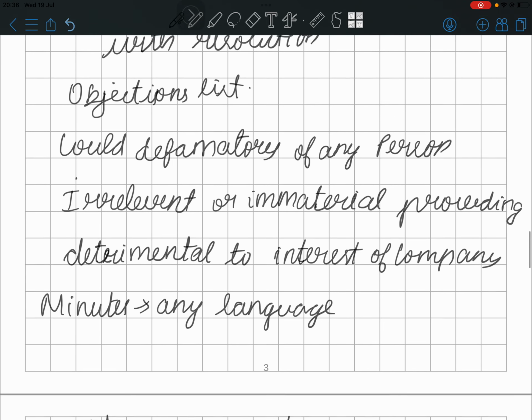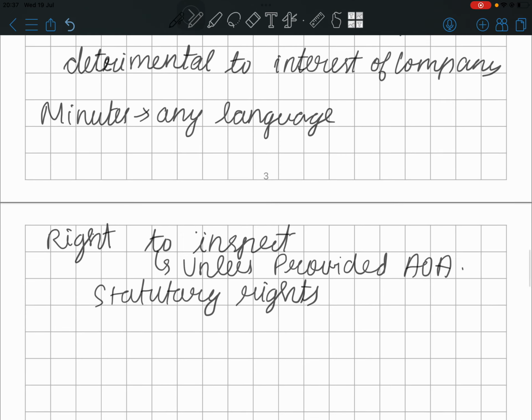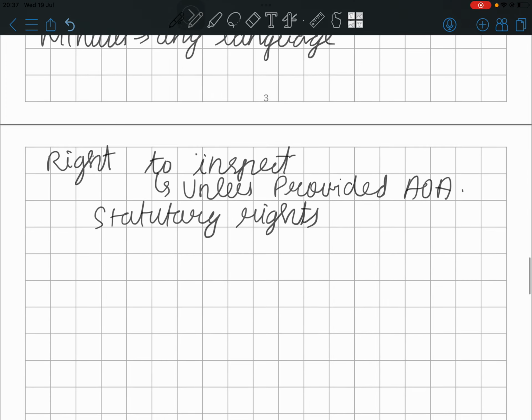An important question is whether the minutes should be in a specific language like Hindi, English, Tamil, Marathi, Urdu, Malayalam, Telugu or Kannada. The minutes can be in any language as they think fit. There is no regulation, so they can have the minutes in whatever language they want.